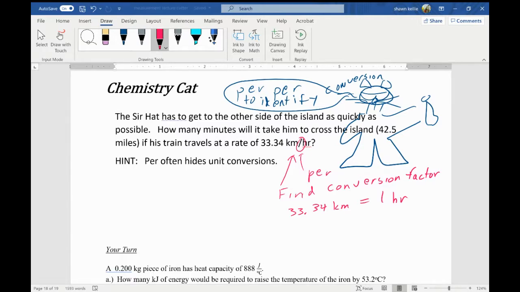So that means that the only other number in our problem, that 42.5 miles, is going to be our starting number. So that's actually what we're going to start our line with when we work our problem. So we're going to go 42.5 miles. I have miles, I don't want them. So what am I going to do?